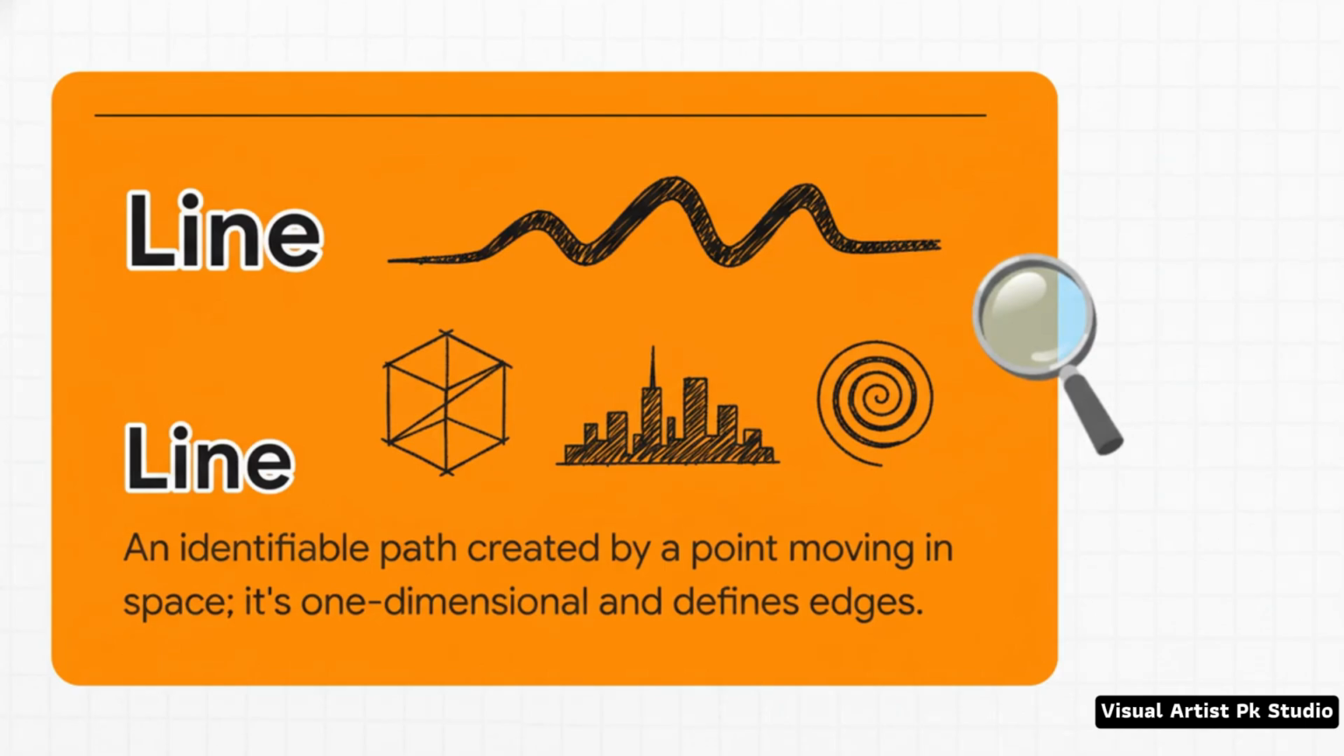First up, line. It seems so simple, but it is incredibly powerful. A line isn't just a mark on a page. It's literally the path of a moving point through space. And its character, whether it's thick, thin, curvy, jagged, that can define the edge of a whole object and even guide your eye through the artwork.